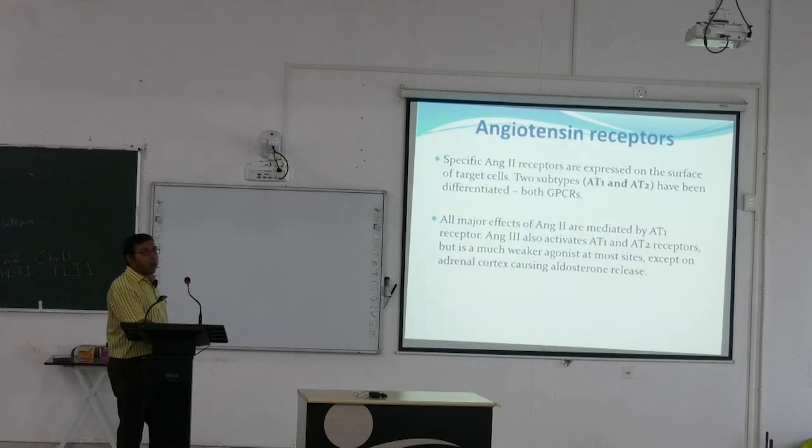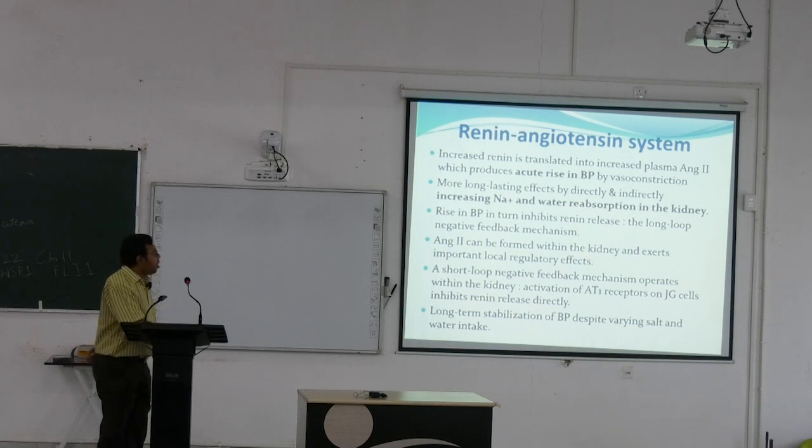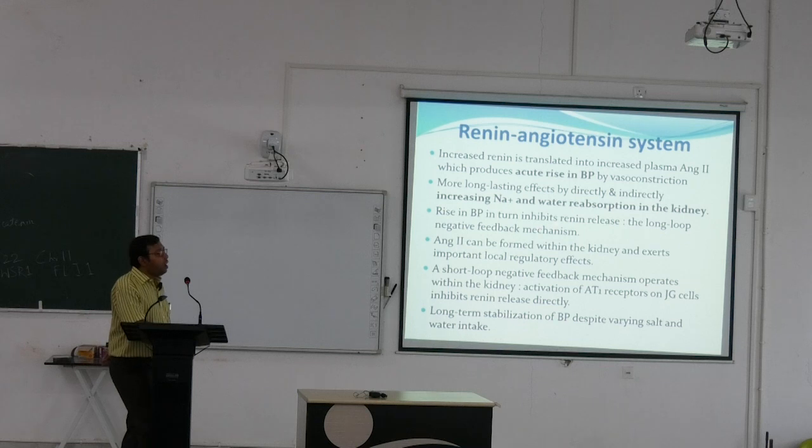Two receptors are the main ones, angiotensin 1 and angiotensin 2, AT1 and AT2, both are G protein coupled receptors. Just remember this. So increased renin is translated into increased plasma angiotensin 2, which produces an acute rise in blood pressure by vasoconstriction. Same thing. Now the long lasting effects are by directly and indirectly increasing sodium and water reabsorption in the kidney. Already we have read. Rise in blood pressure in turn inhibits the renin release, the long loop negative feedback mechanism in physiological circumstances.